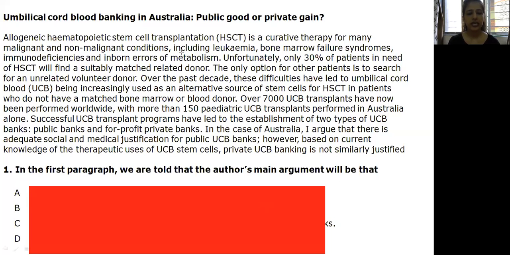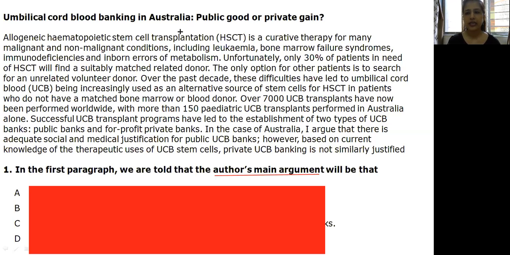So the question here says, we are told that the author's main argument will be that, right? So it's clear that you don't have to read for the facts. You have to read for the author's main argument. So one of the core skills that you need in the reading part C is to be able to differentiate between the fact and the argument.